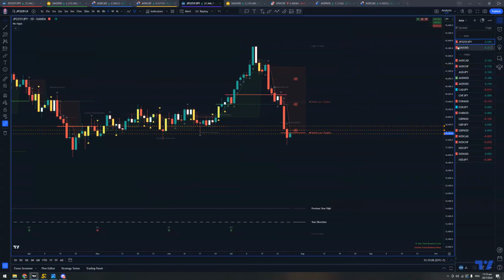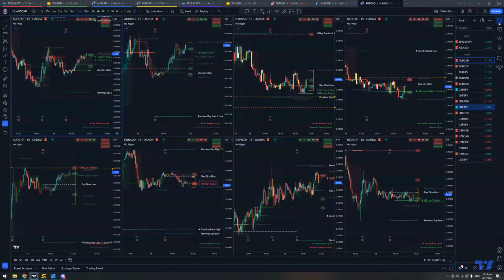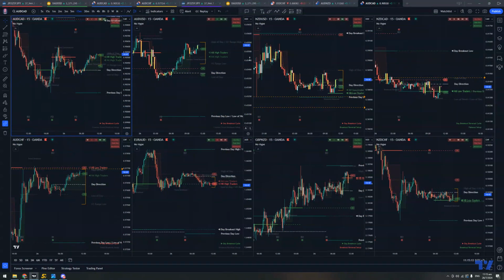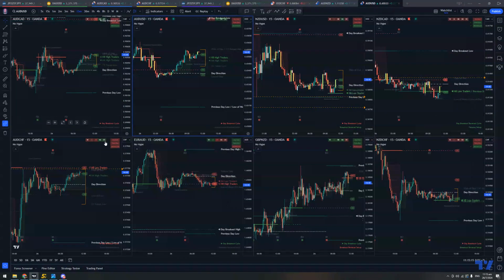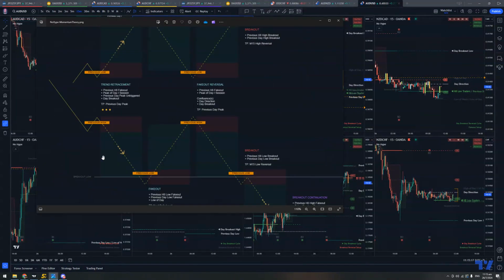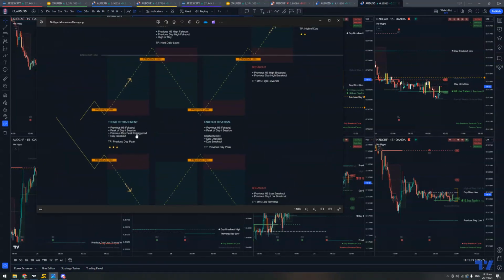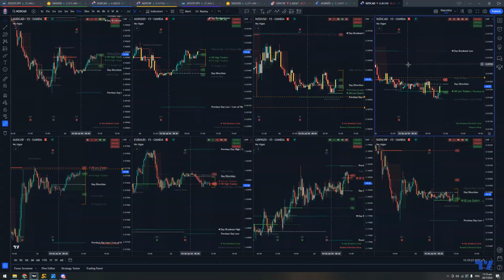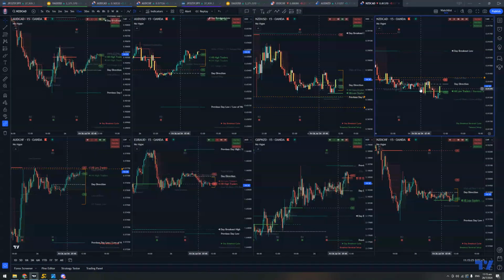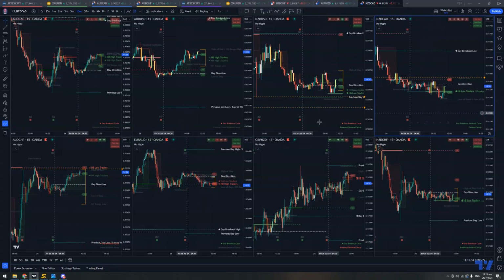So first thing I do once I get all my trend retracements, I put them all in one window and I take a look to see which one is a high probability. I have all my rules over here. First thing I look at is, has a previous day peak been triggered or not? NZDUSD is already out. I can already see that it's triggered the peak before my session. So I can rule this out. Not going to look at this.